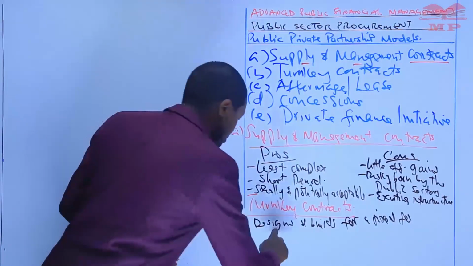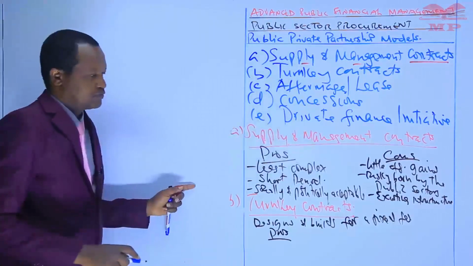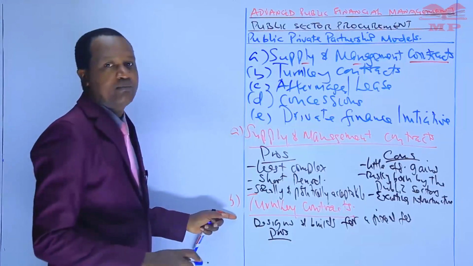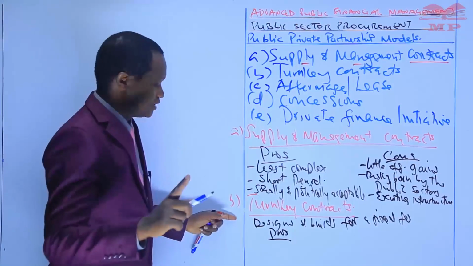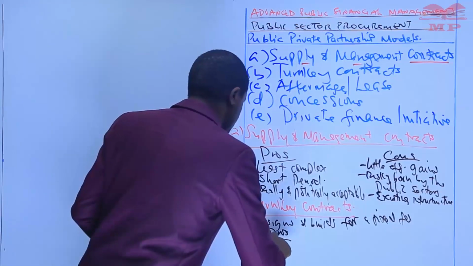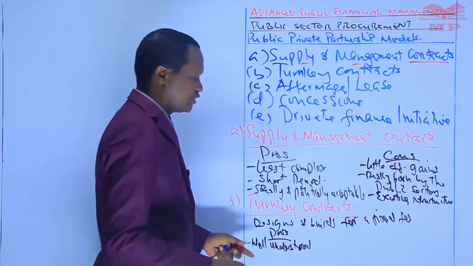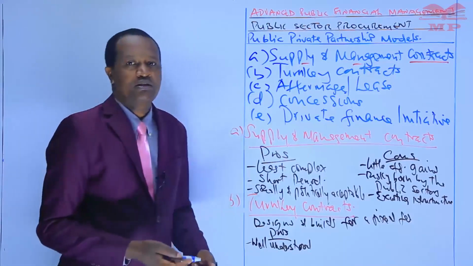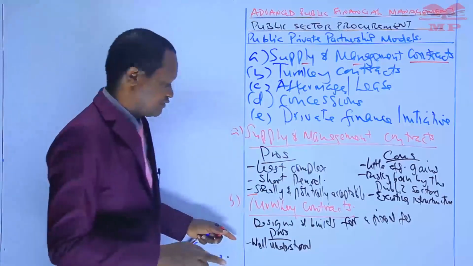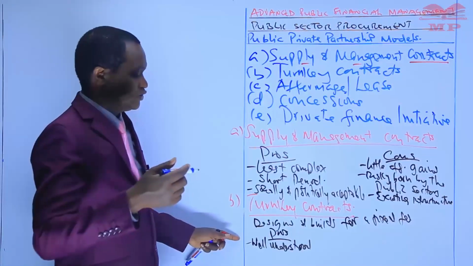So what are the pros? What are the advantages of this model? Number one, this model is well understood, because it's a model that has been used for many years. It is a traditional public sector procurement model for infrastructure facilities. It is well understood, traditional model.